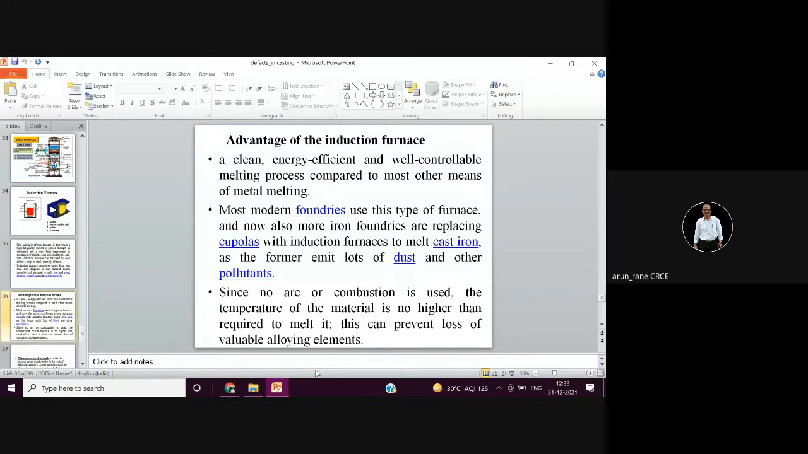So induction furnaces are clean, unlike your cupola. That is the advantage.